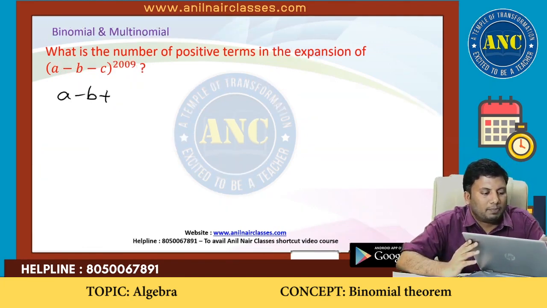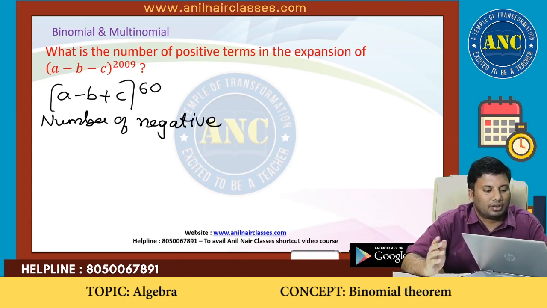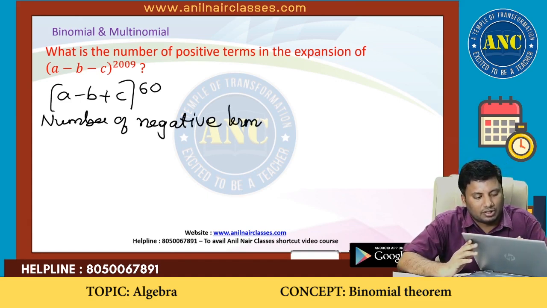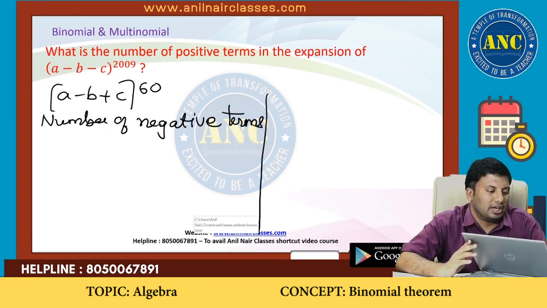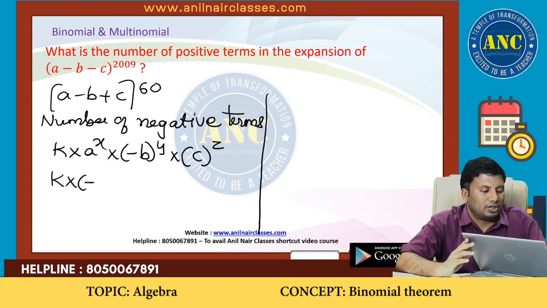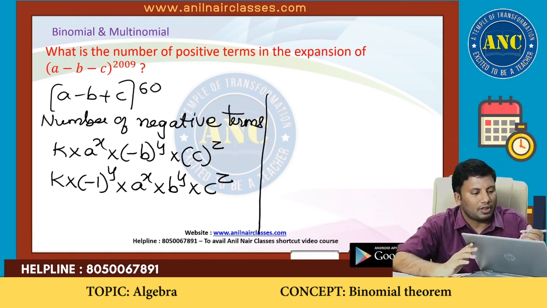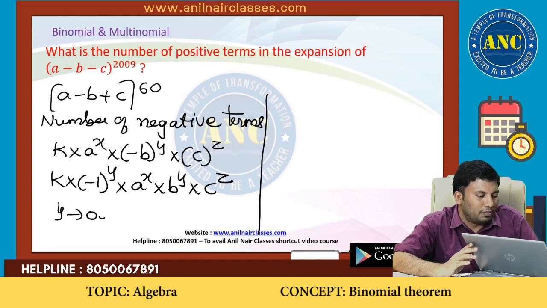(a minus b plus c) power 60. Number of negative terms. See here, the general term is k into a power x into (minus b) power y into c power z. This is k into (minus 1) power y into a power x into b power y into c power z. I want negative, so y should be an odd number.